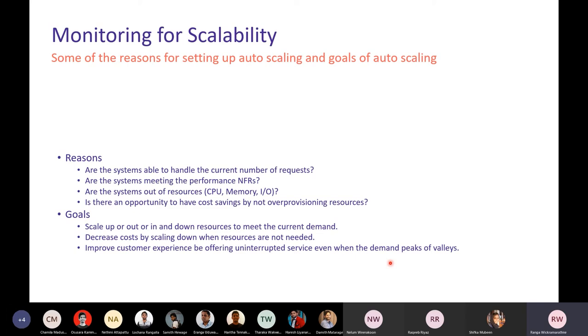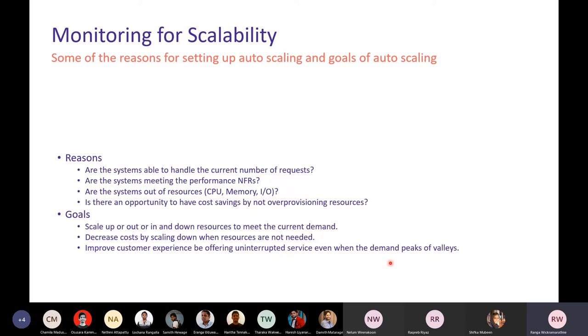Is there an opportunity to have cost savings by not over-provisioning resources? Because sometimes we might tend to pick the resources based on our guesswork. For example, last time we created a couple of resources like databases in S60, as I remember. Later we found out that even though we created it like that, we can decrease it to certain levels like S3 or maybe even further down, because it does not affect the DTUs that much. So you need to be aware of this.